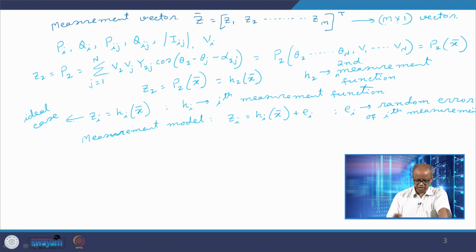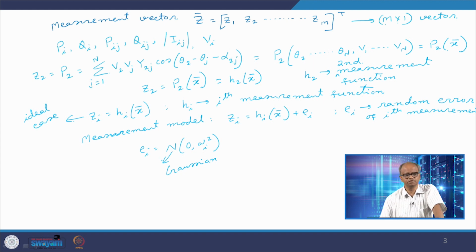And we say that, we take an assumption about the statistical property of these errors. We say that every error e_i has zero mean and variance sigma_i square. So, this is the Gaussian distribution. Every measurement error is essentially a random quantity and the underlying probability density function is a Gaussian function which has zero mean and a standard deviation of sigma_i. So, it is a Gaussian PDF, correct.